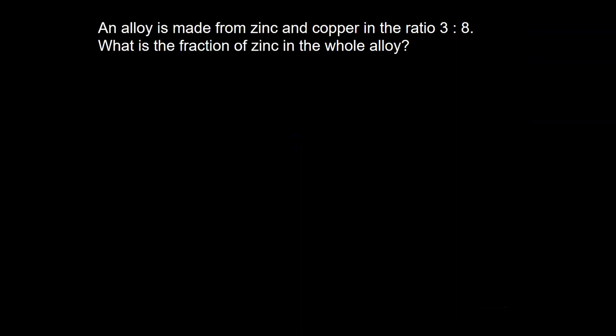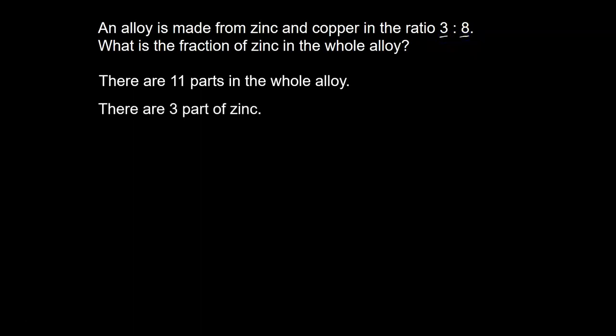Okay, so an alloy is a metal that's made up from other metals. In this example, we have an alloy made from zinc and copper in the ratio 3 to 8. I want to know the fraction of zinc in the whole alloy. So there are 11 parts in the whole alloy, 3 parts zinc, 8 parts copper. Add them together to get 11 parts in the whole thing. 3 parts are zinc. So the fraction of zinc in the alloy is 3/11.